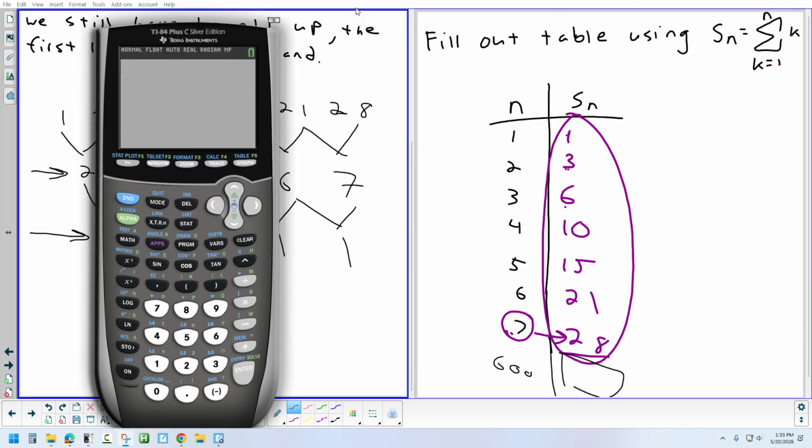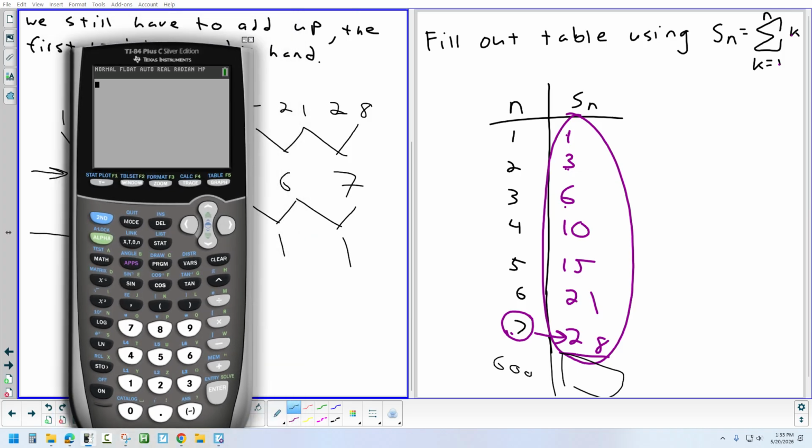Okay, so we're going to type these numbers into the calculator. If you go to stat and you go to calc, the calculator can look for quadratic patterns. Now that we know it's a quadratic, we're going to put those numbers in and tell the calculator to try to find a pattern. So first I've got to put all the numbers in.